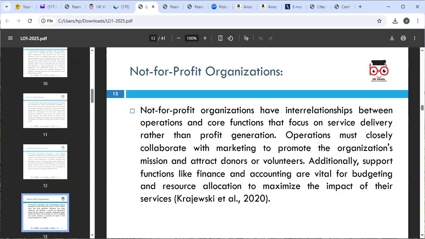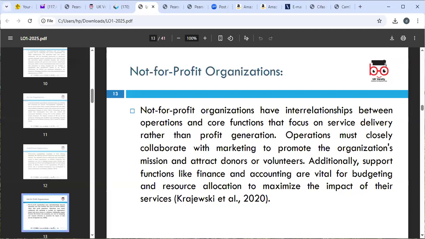okay? So non-profit organizations also have an interrelationship between the operations and core function that focus on service delivery rather than profit generation. Of course, non-profit organizations primarily do not need to make profit, even though they still gain some profit, but it's shared among the community, maybe CIC organizations and all that. Operations must closely collaborate with marketing to promote the organization's mission and attract donors or volunteers.